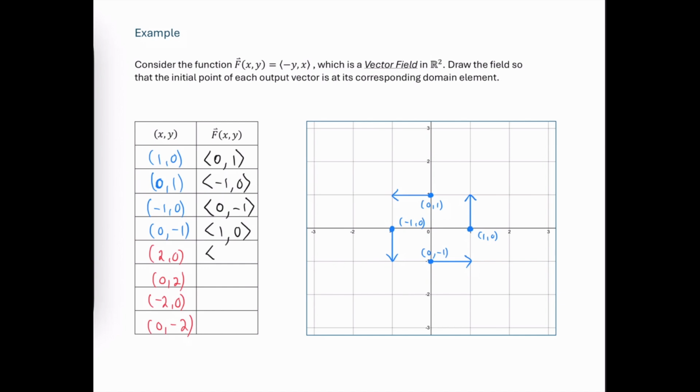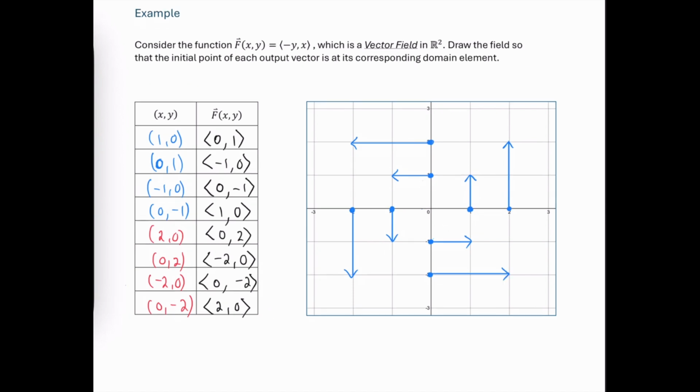2, 0 is going to generate the output vector 0, 2. 0, 2 generates the output vector -2, 0. -2, 0 generates the output vector 0, -2. And 0, -2 generates the output vector 2, 0. So at 2, 0, we're going to go 0 in the direction of x, 2 in the direction of y. At 0, 2, we're going to go -2 in the direction of x and 0 in the direction of y. At -2, 0, we'll go 0 in the direction of x, -2 in the direction of y. And at 0, -2, we'll go 2 in the direction of x and 0 in the direction of y.